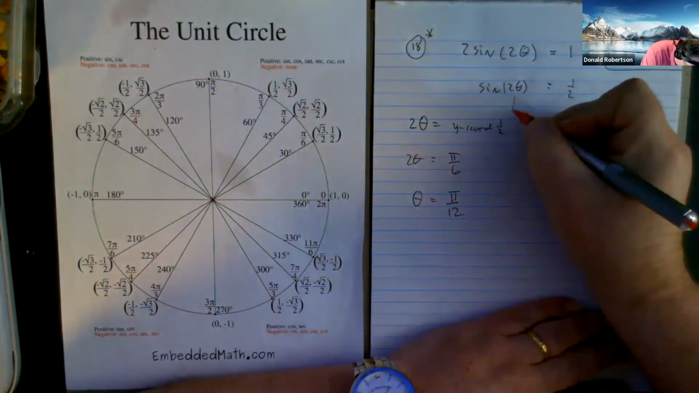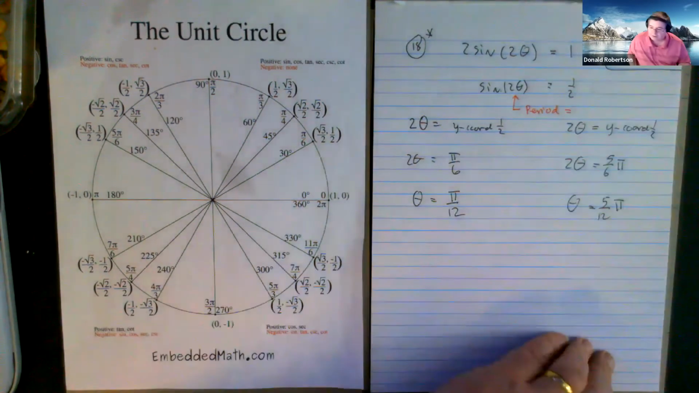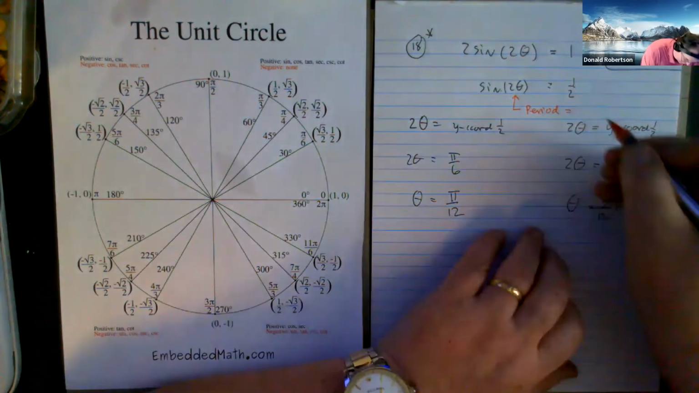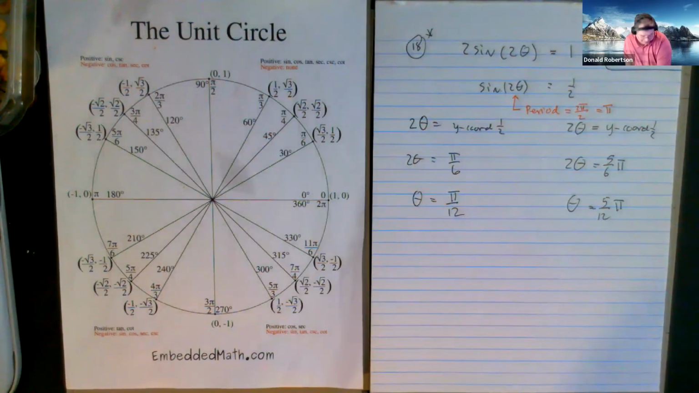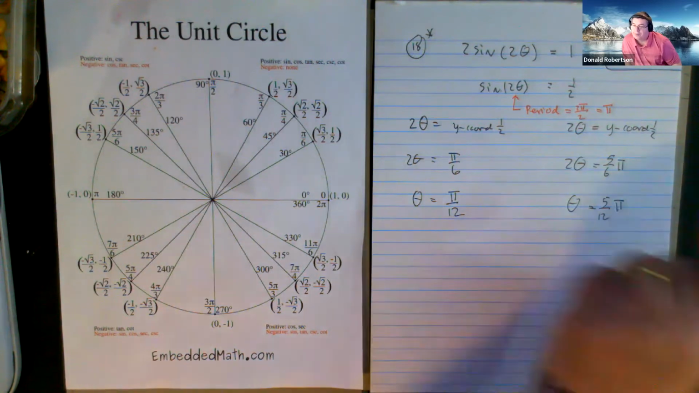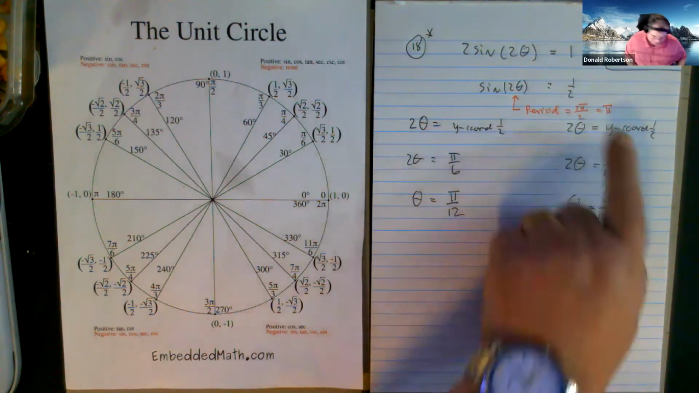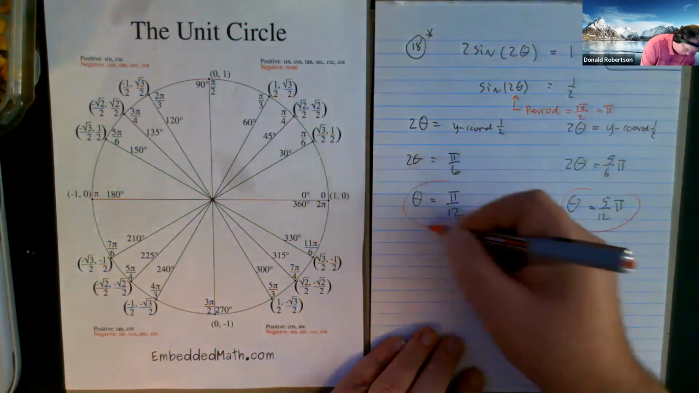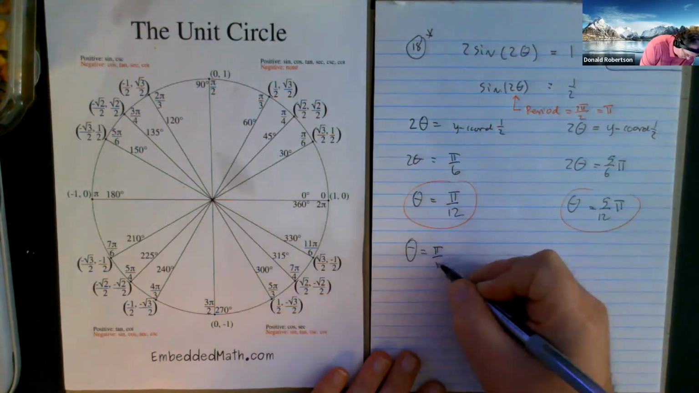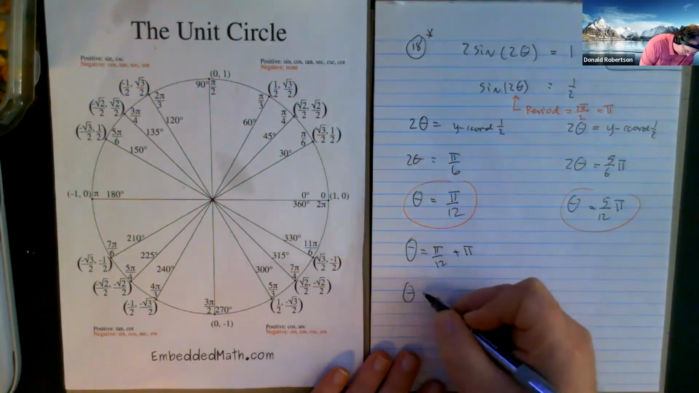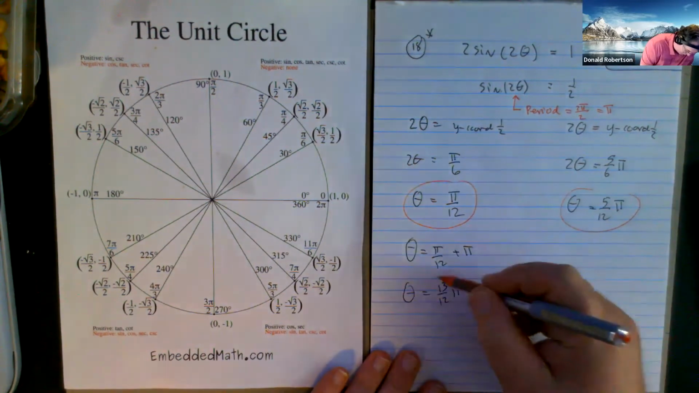Now, in this question, we're dealing with a 2 theta, I should say. Won't the period be 2 pi divided by that constant? So in this case, won't the period be pi? Are you happy that the period of a sine of 2 theta ends up being pi? So these are good answers. If I want the next one, I just add the period. And this one gets me 13/12 pi. So that's a good answer.